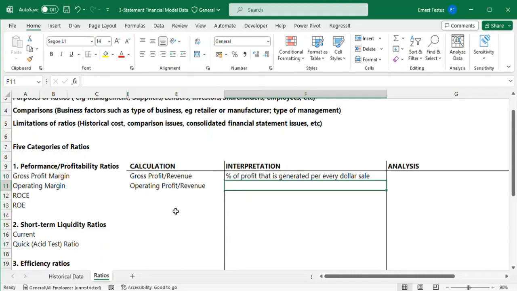That's how we interpret the gross profit margin. Now, as with the gross profit margin, the operating margin also follows the same trend, which means that the higher the operating margin, the better it is for the firm, and the lower it is, it's an indication of poor performance or a lower profitability of the business. So that is what we have there.